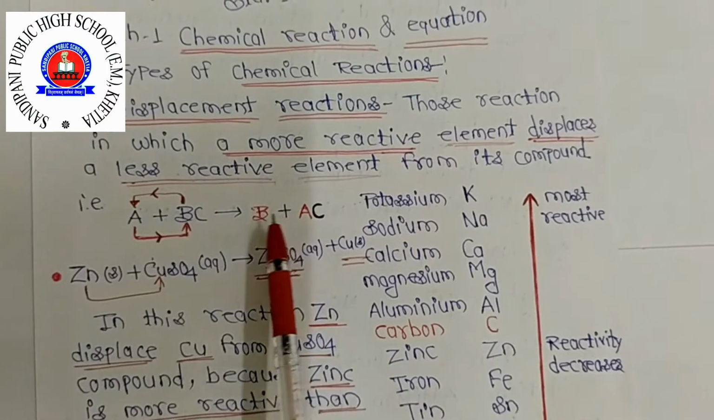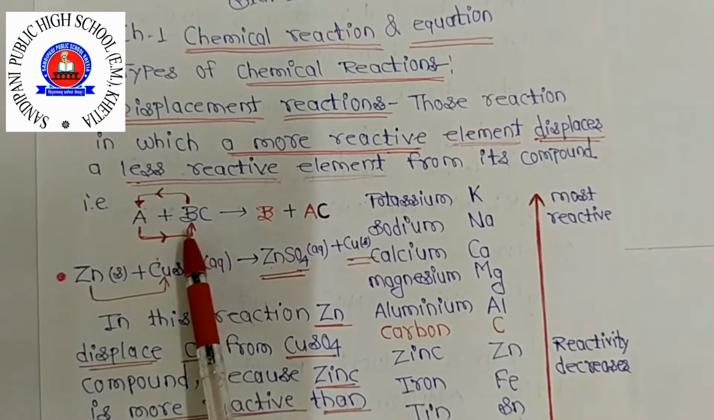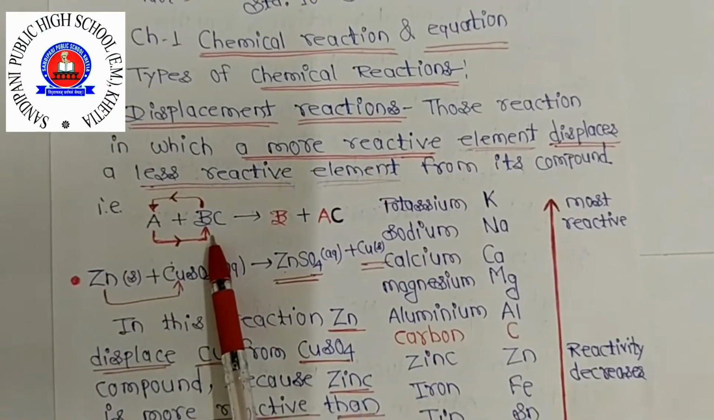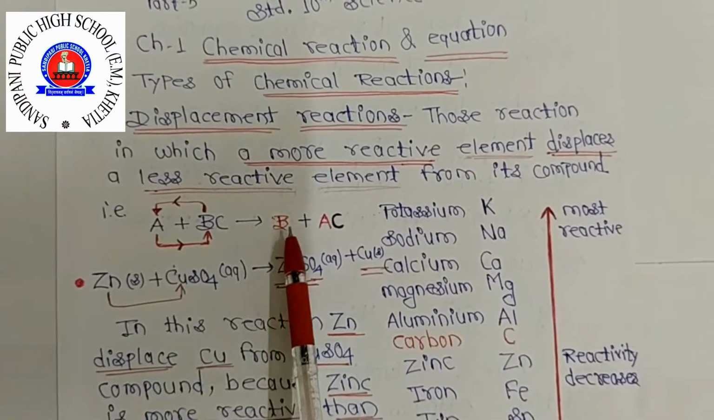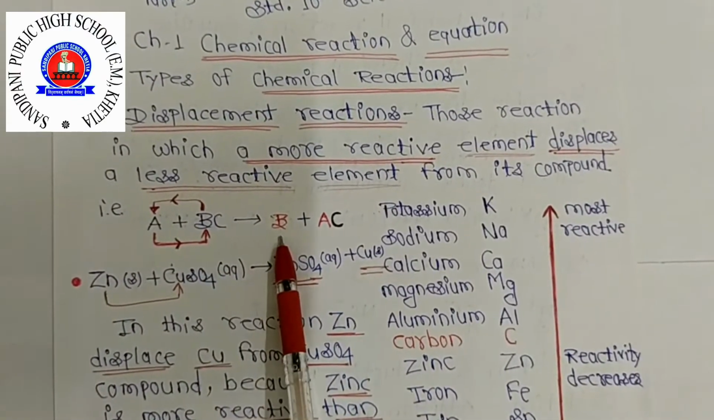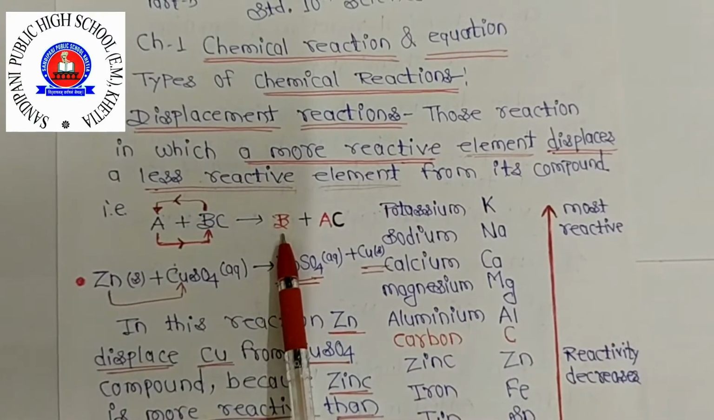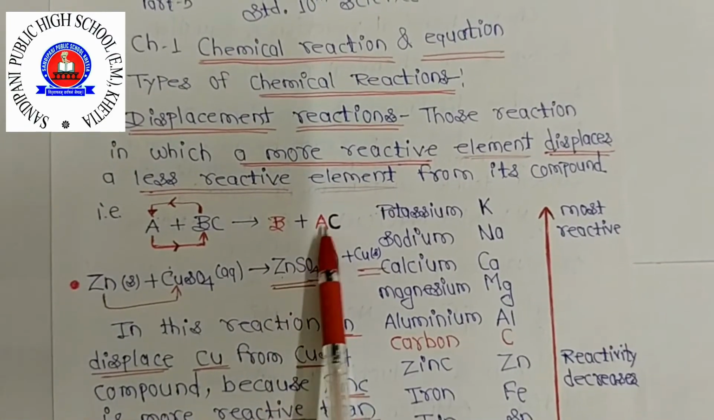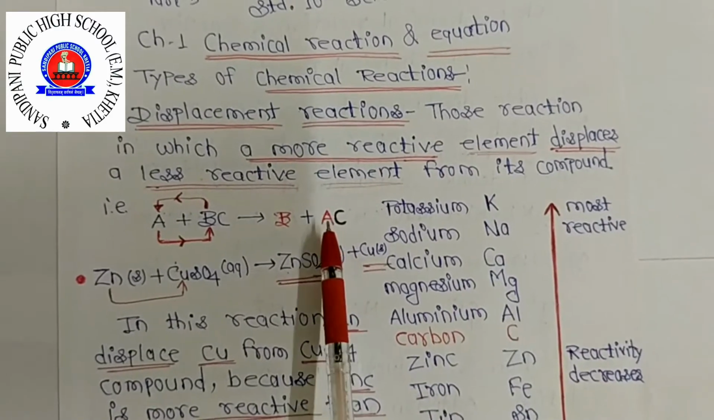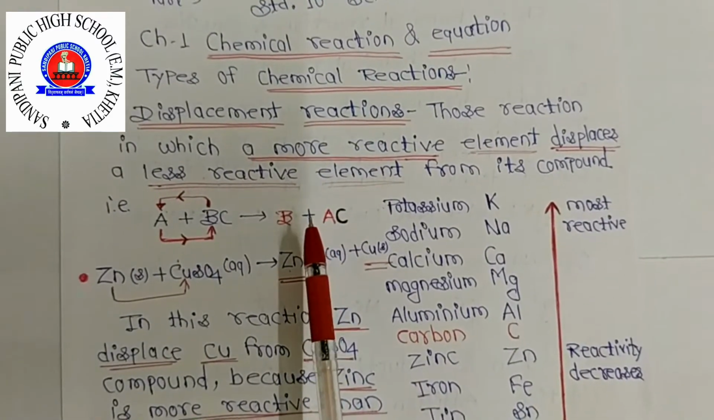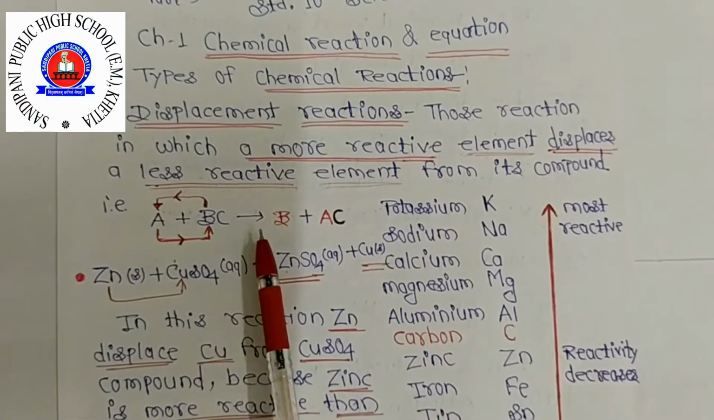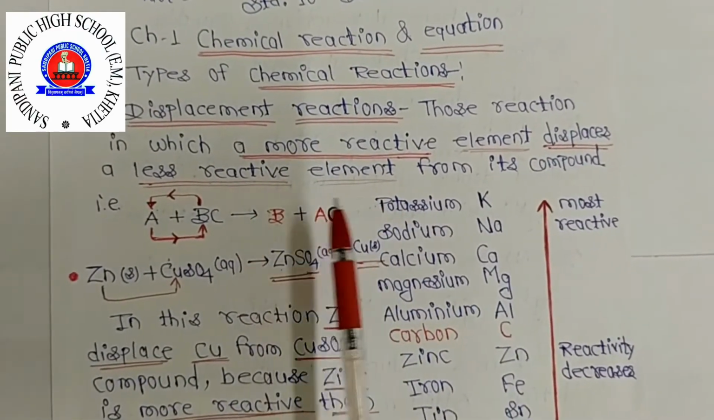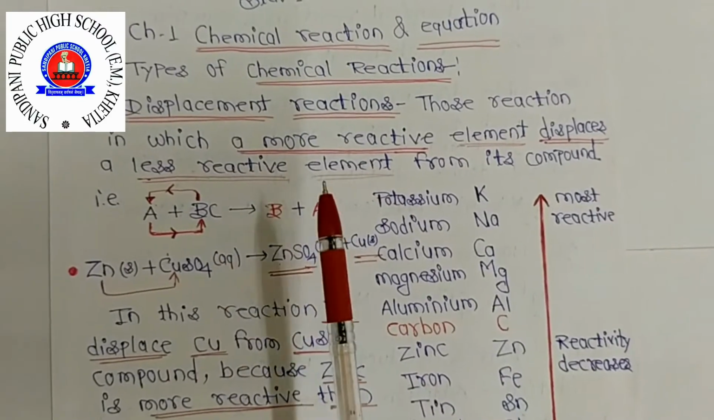Look here, in the reactant BC is one compound and A is the element, but after the displacement reaction, B is a single element and AC forms the compound. Clear this one? Now in these displacement reactions, a more reactive metal is displacing a less reactive metal.